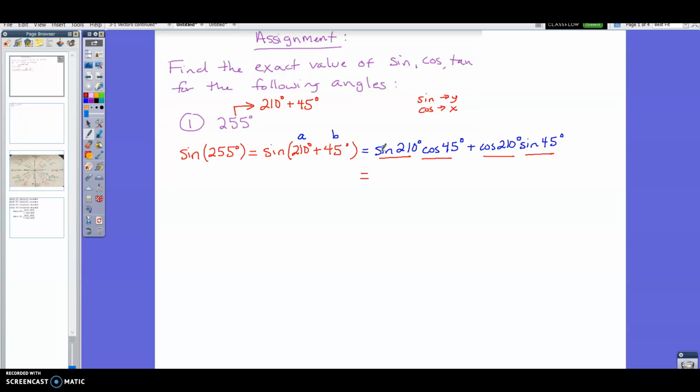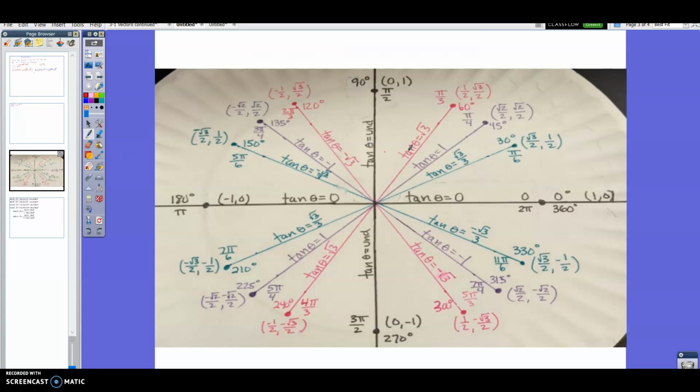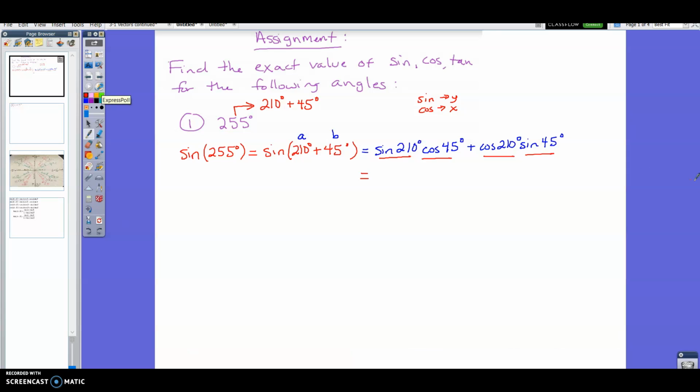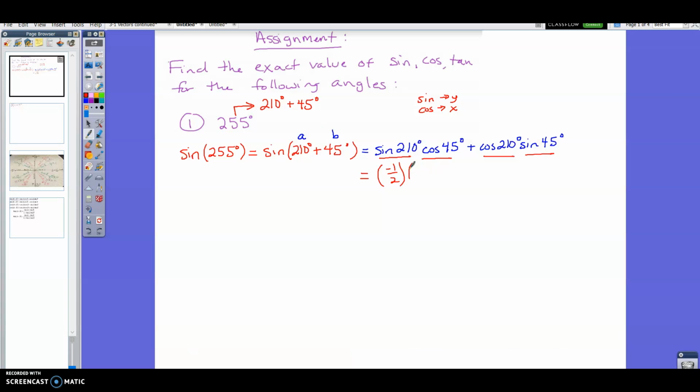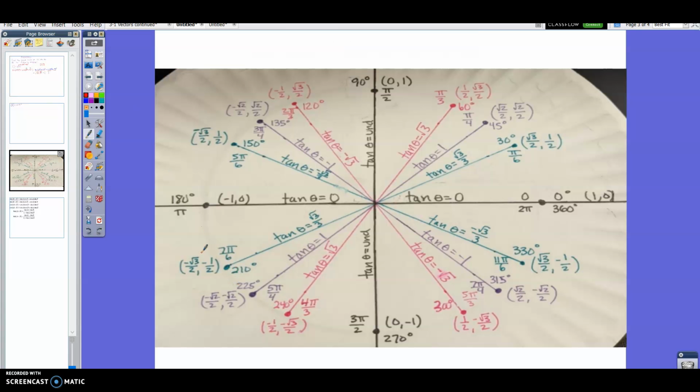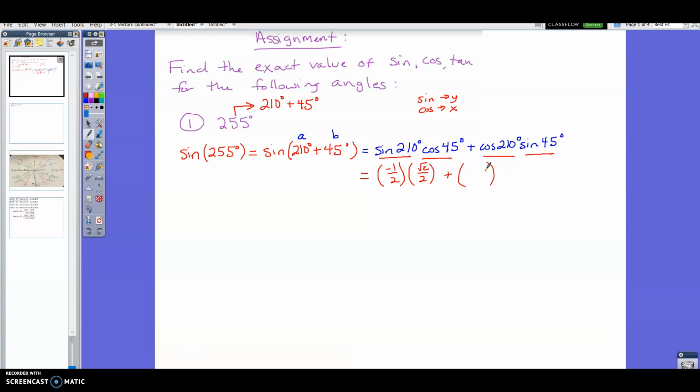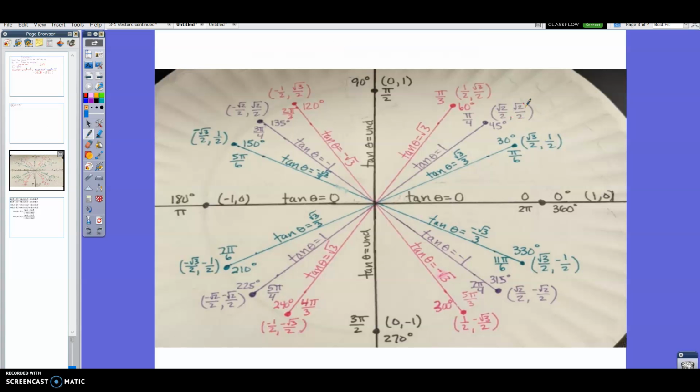So for the sine, we're going to look at the y value at 210, which is negative 1/2. The cosine at 45 is the x value there, which is square root of 2 over 2. And we have plus the cosine or x value at 210 degrees, which is negative square root of 3 over 2. And the sine at 45 degrees, which is the y value there, which is square root of 2 over 2.